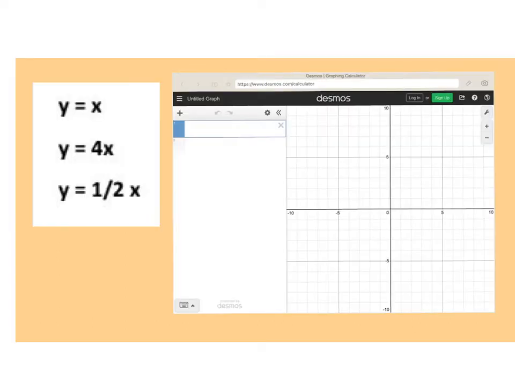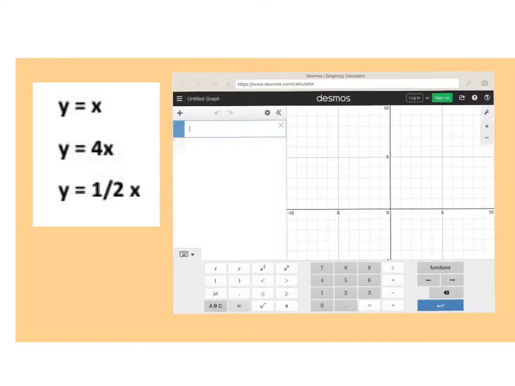So here, first, we're going to start by graphing our parent function. So y equals x. Parent function goes through the origin, not too steep, not too flat. But let's see what happens if we graph y equals 4x. Oops, didn't change that. So let's see, enter. Y equals 4x.